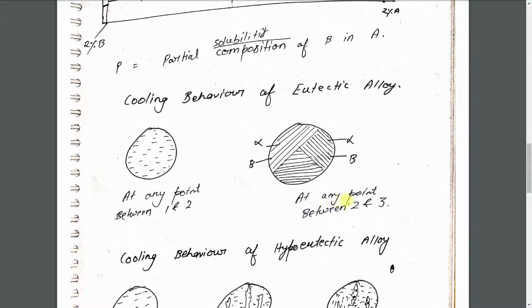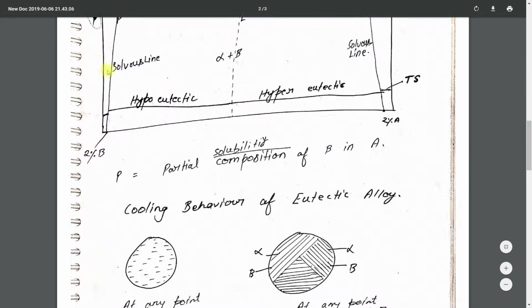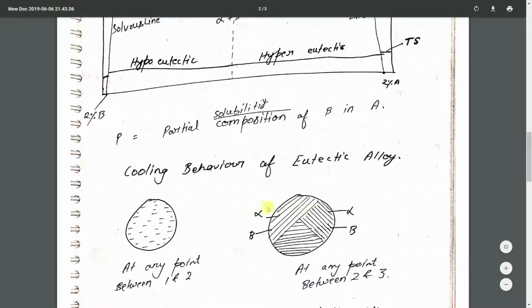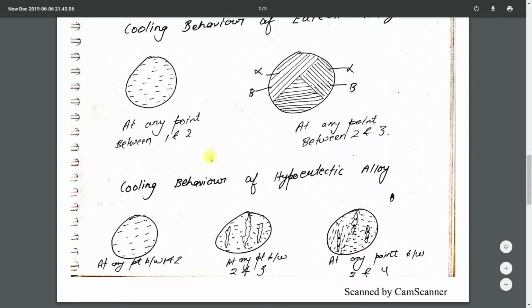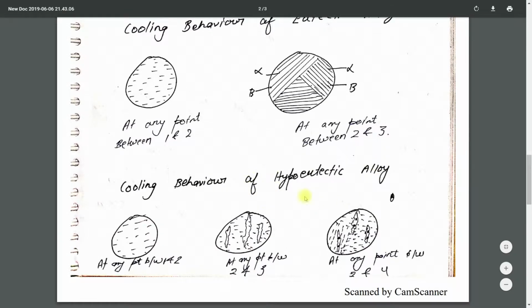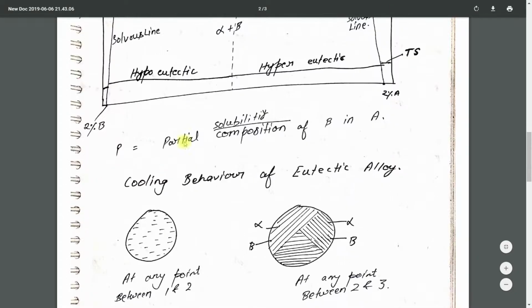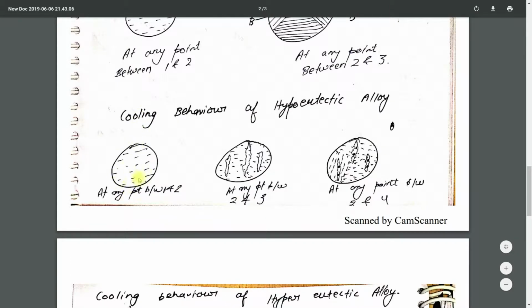Okay, at any point between 2 and 3, because the temperature decreases and solidification gradually started here. Similarly, cooling behavior of eutectic alloy. Okay, at any point, a hypoeutectic, so the line will be drawn here, like this, like this. So in this region 1 to 2, all phase is only homogeneous, so this is a pure homogeneous.